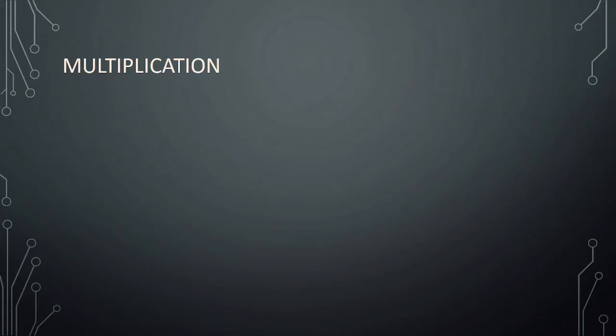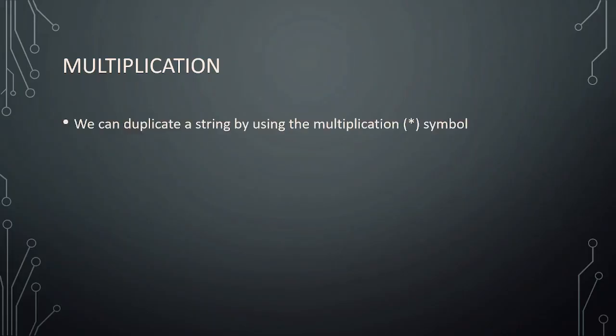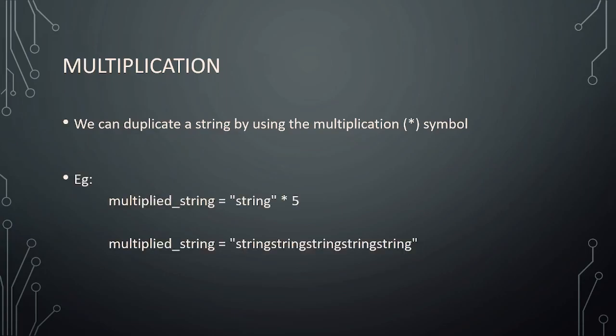So let's have a look at multiplication. We can actually duplicate a string multiple times by just using the multiplication symbol. And this is as simple as just typing in what you want to multiply it by. So an example here, multiplied string equals whatever string we want times 5. My example here, I've just got a string called string and I'm multiplying it by 5.